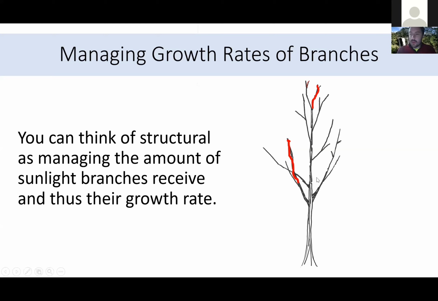So as a group, let's just look at this branch over here. It's too large. We want to slow it down. Our options are to do a reduction cut to here, a reduction cut to here, a reduction cut to here, or I guess we could remove the branch altogether, although that's going to mess up our live crown ratio, probably, depending on what we do over here.